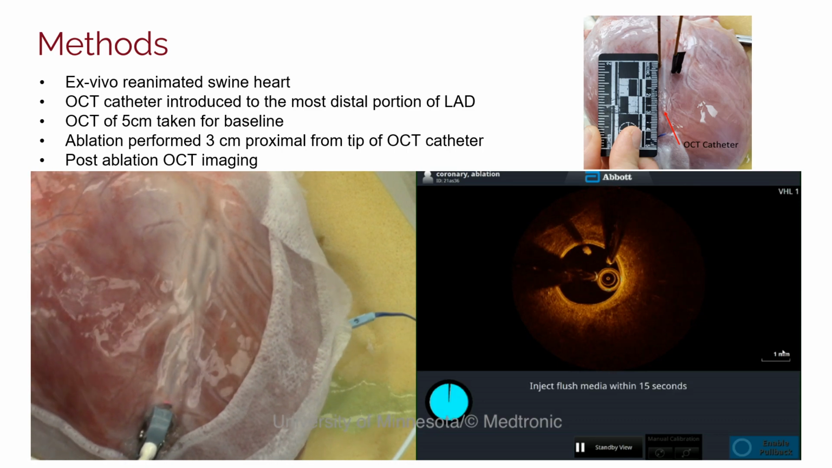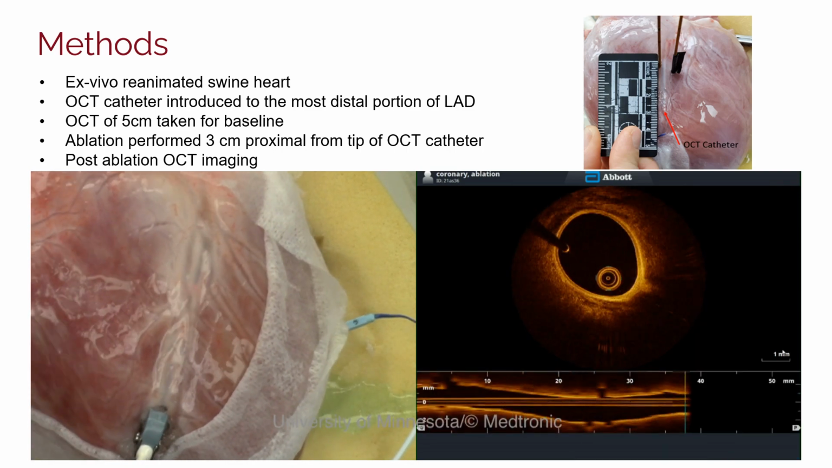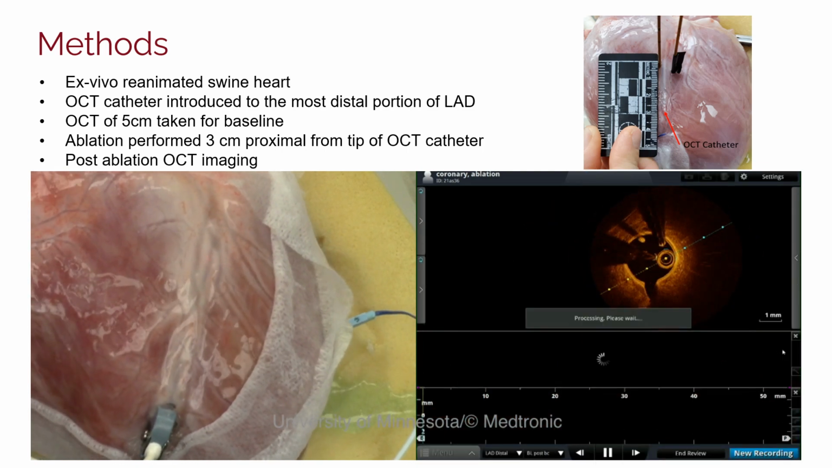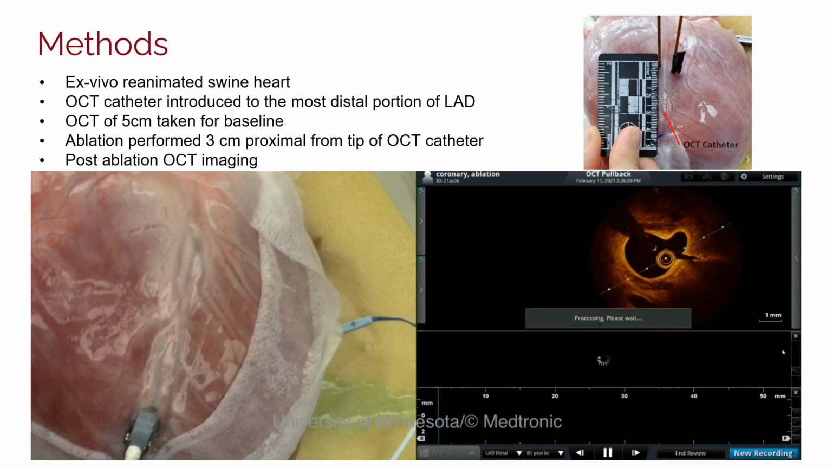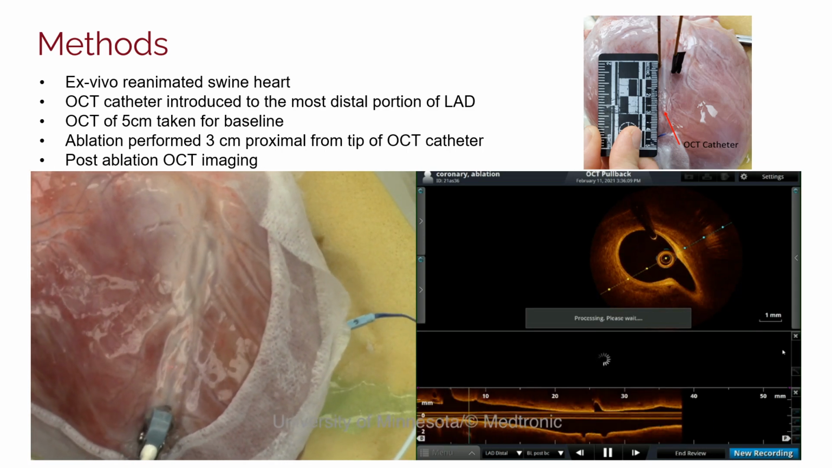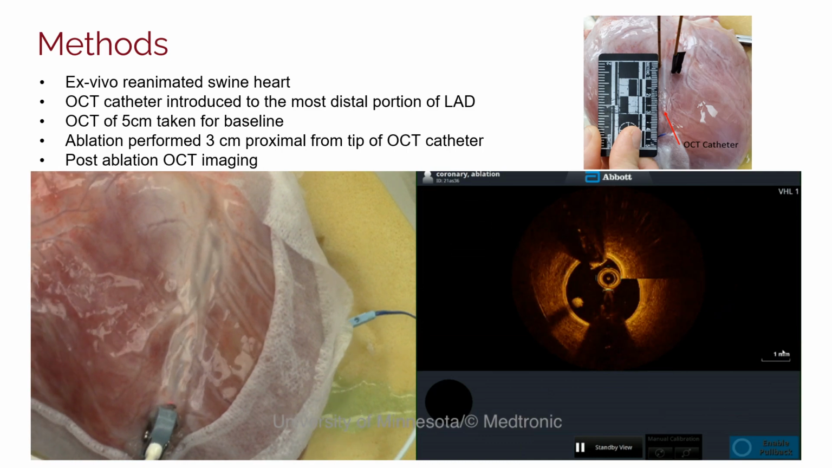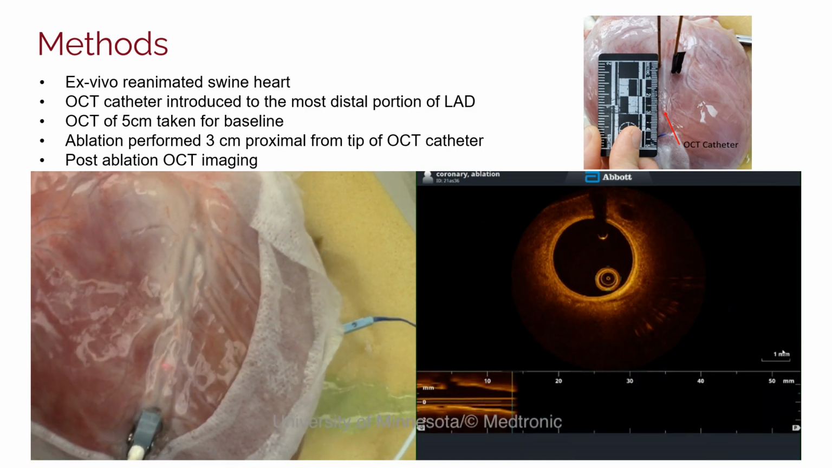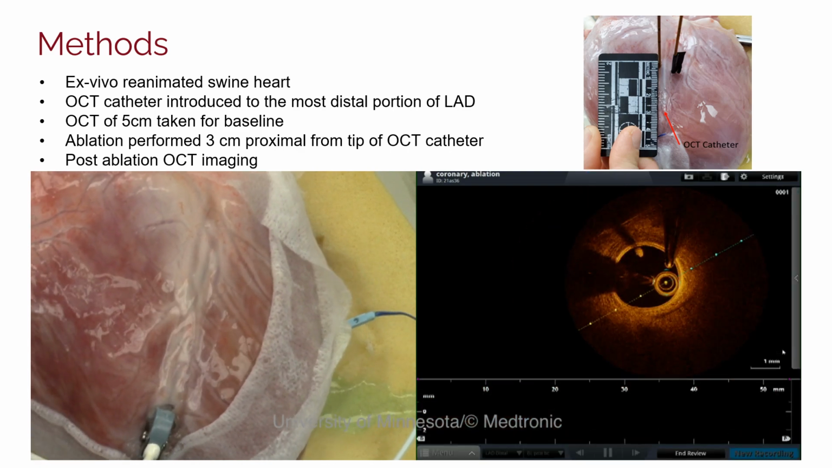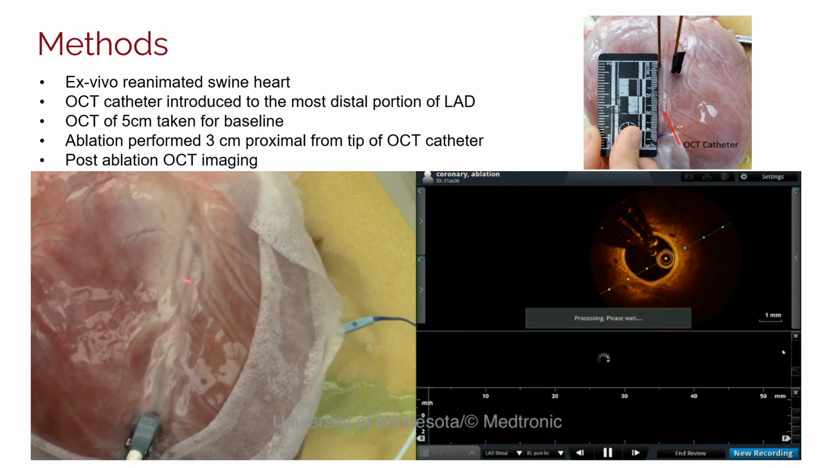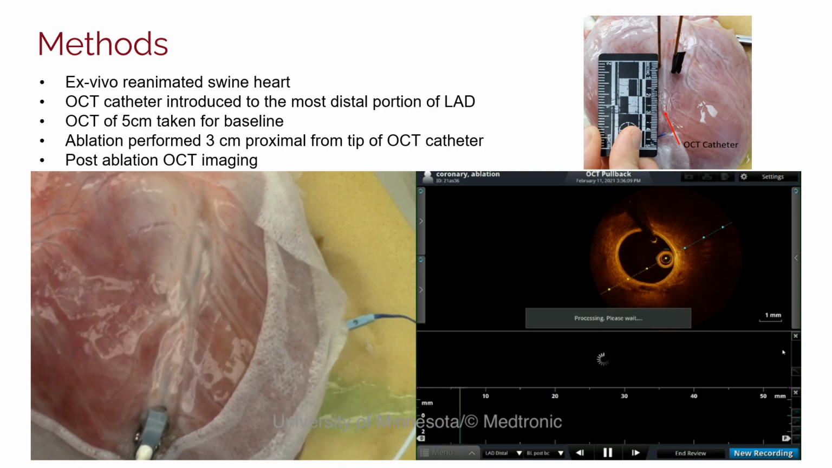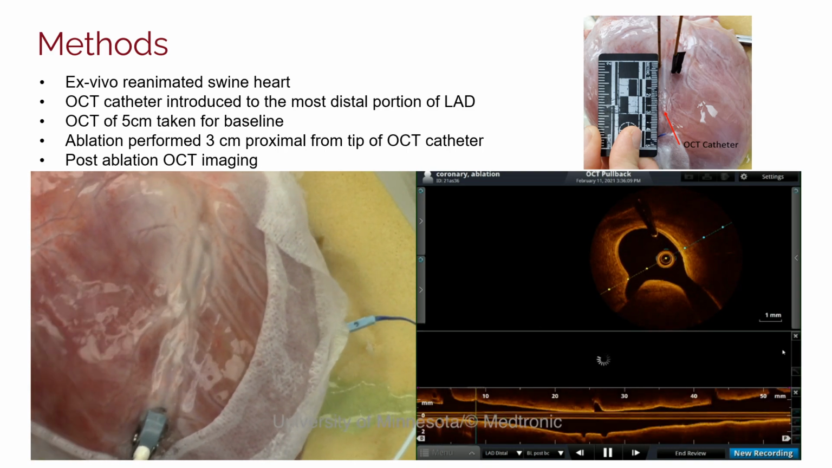So using this tool, we have been able to place it inside an ex-vivo reanimated swine heart at the Visible Heart Laboratories, and since we have a clear buffer, we can actually see the laser tip of the catheter. So we can place it in the LAD, and if you look at the video, you can actually see the laser being placed at the most distal part of the LAD. Concurrently with that, we can actually see and take a baseline of 5 centimeters of our LAD prior to giving the ablation energy.